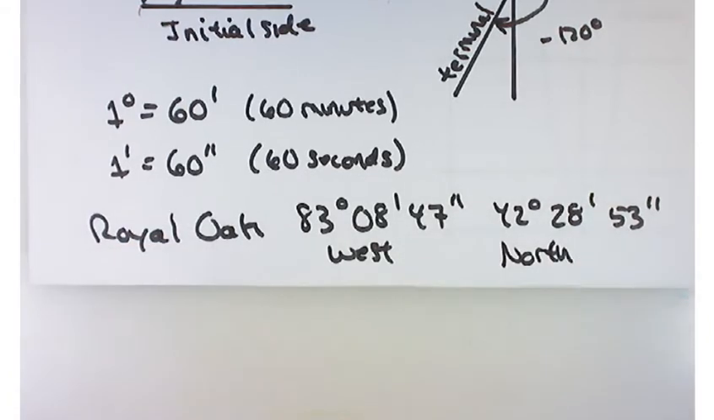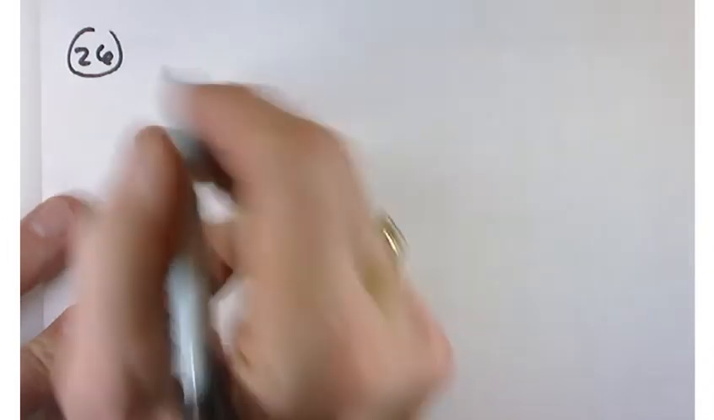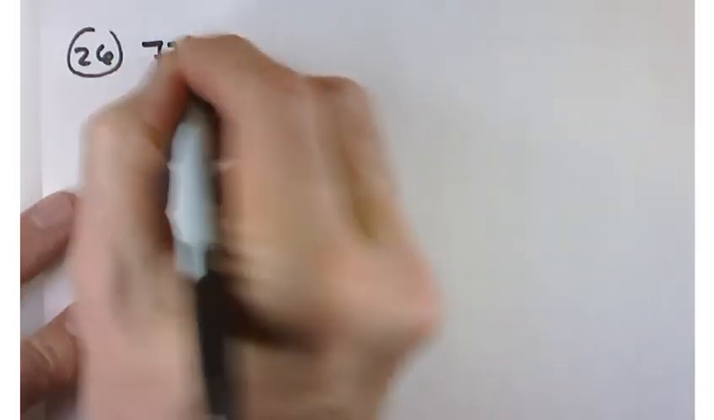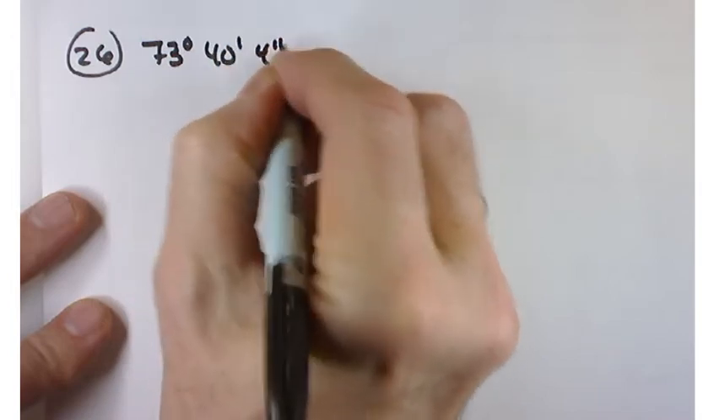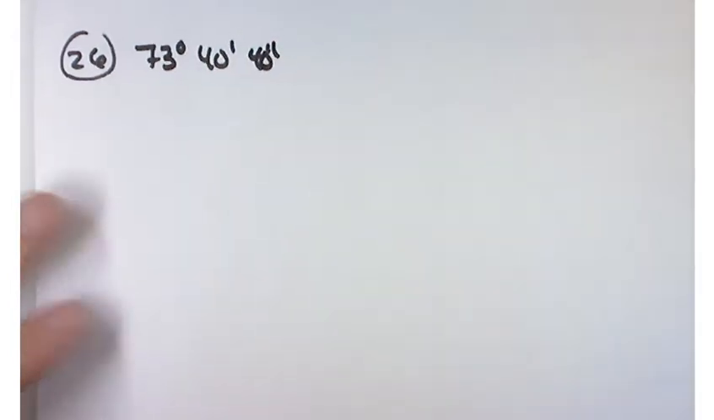Let's try and understand what that would be and maybe change it into some different units. So we'll do that with problem number 26. Problem number 26 in the book gives you 73 degrees, 40 minutes, and 40 seconds.